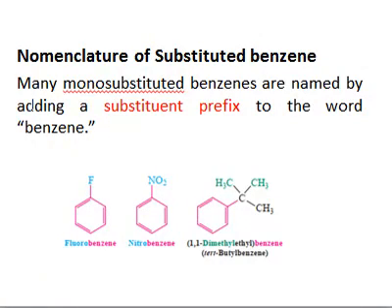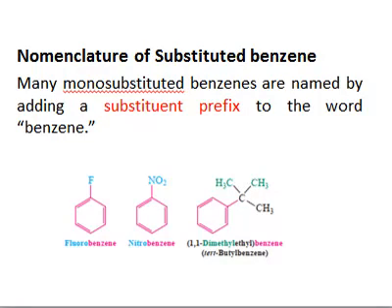So again, nomenclature. If you have a mono-substituted benzene, then the IUPAC nomenclature for such a system is that the substituent is written as a prefix to benzene. So benzene will be written at the end and the substituent will be attached as a prefix. Here we have a fluorine, so the name for the structure will be fluorobenzene. Similarly, we have nitrobenzene.